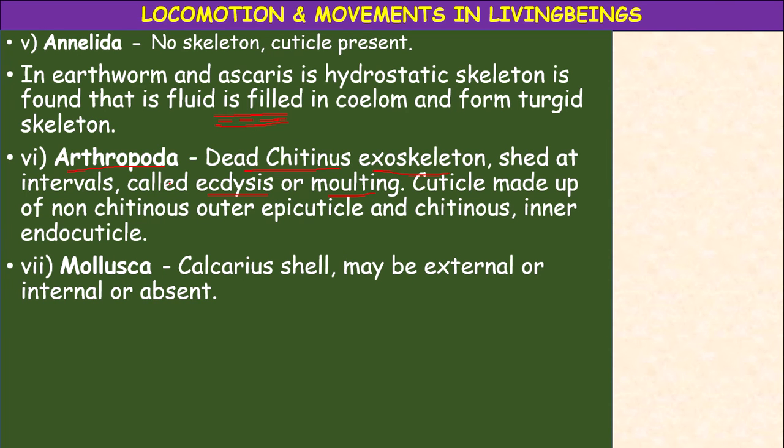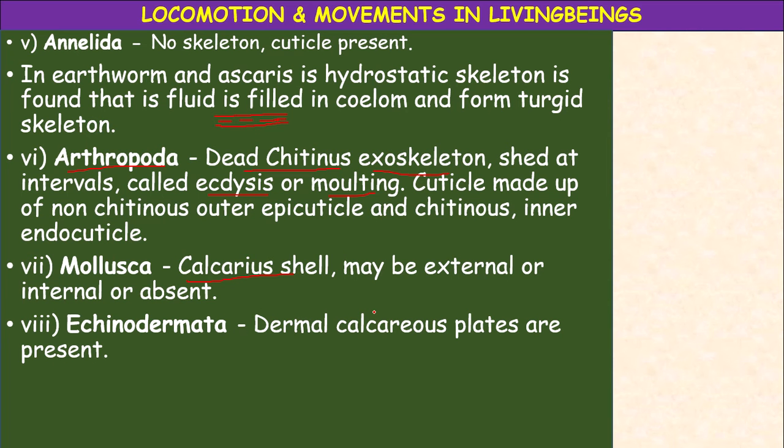Molluscans. An example for arthropods, you can take cockroach or any insect. The molluscans. Molluscans means shelled animals. Example, snail. The calcareous shell may be external or internal or absent. Okay, the shell is present, it may be external or internal. In some animals of the molluscan group, this skeleton may be absent.